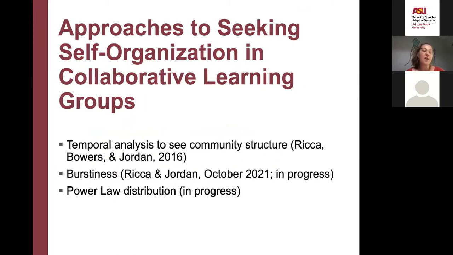Thus far, we have done some exploration using three methods: temporal analysis, burstiness, and power law distributions. These are all very new to us, and we're in the exploratory phases with all of them. I also want to acknowledge that Barney Rika is our statistician and computational expert. So I will be hand wavy about some of this, as that's not something I am still working on.